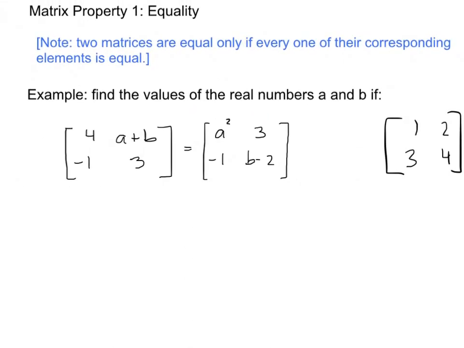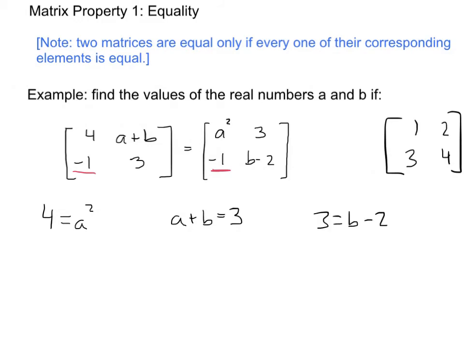So coming back over here, my example question asks, find the values of the numbers a and b if these two matrices are equal to one another. Right? So what it means is we just set each of the 4 pieces equal to one another. We say, okay, 4 is equal to a squared, a plus b is equal to 3. I would write down negative 1 is equal to negative 1, but it doesn't seem very useful, so I'm going to skip that one. And then the last one, 3 is equal to b minus 2.